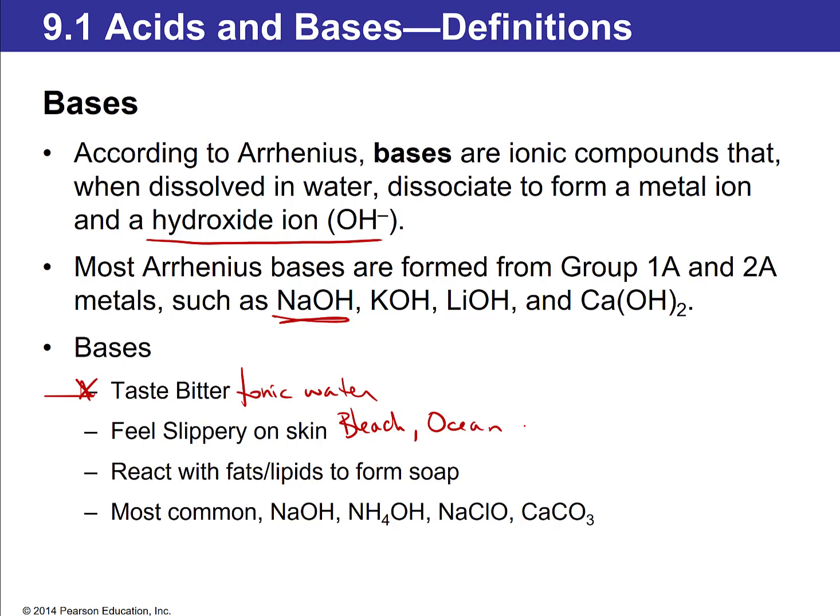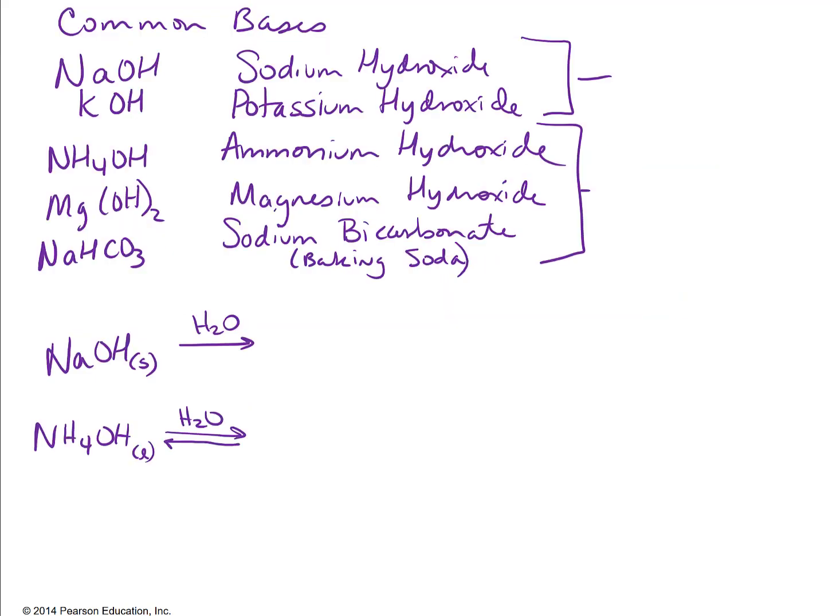We used bases in order to react with fats and make soaps. The common ones to know, I've got the list. NaOH, sodium hydroxide, and KOH, potassium hydroxide, and these are the strong ones. So just like strong acids, when you put these in water, you get lots of ions. They're going to make 100% ions.